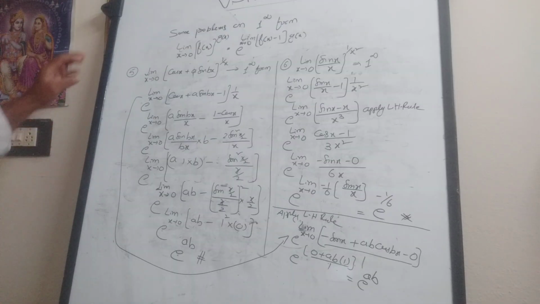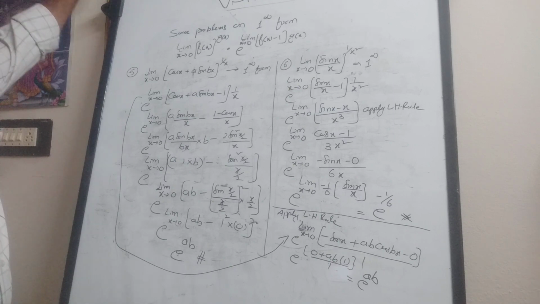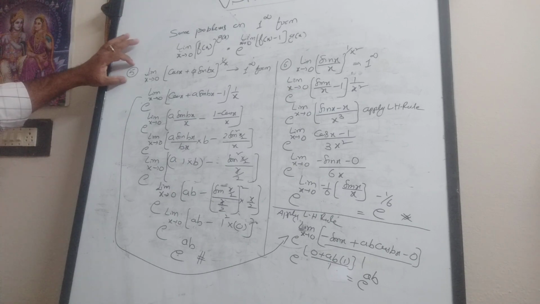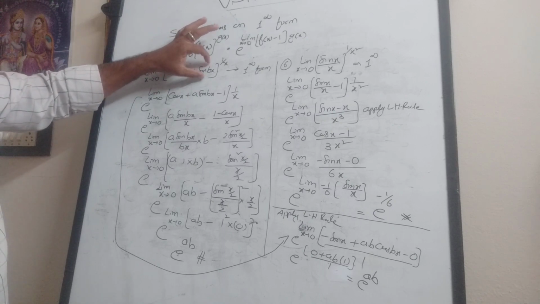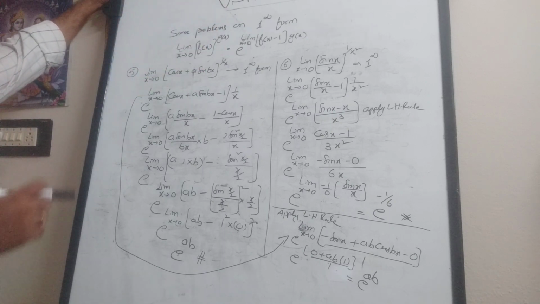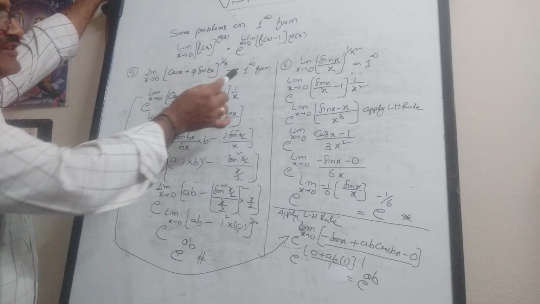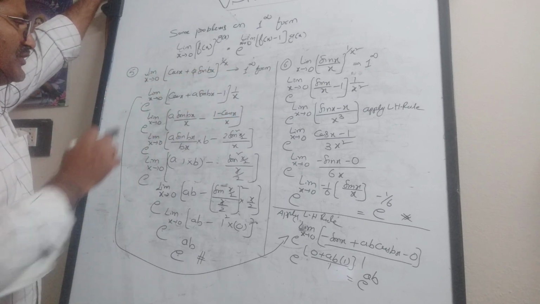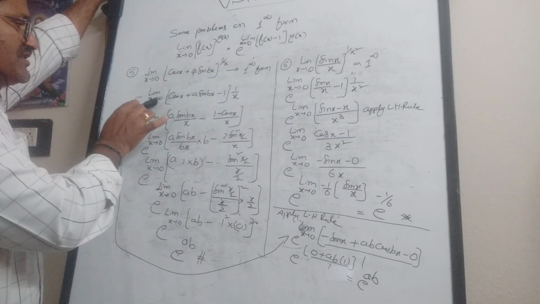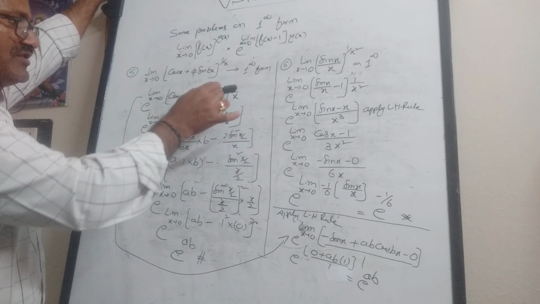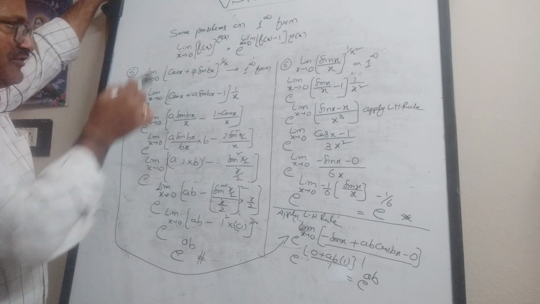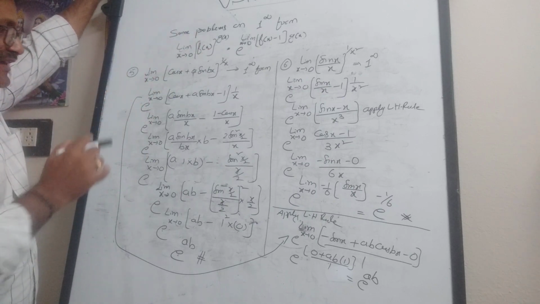See children, the same problem, 1 power infinity form. Fifth problem, that is limit x tends to 0, cos x plus a sin bx whole power 1 by x. It's also, if you substitute the limit, you will get 1 power infinity form. So e power limit x tends to 0, cos x plus a sin bx minus 1, into 1 by x. Okay, if you apply the above formula, you will get that one.